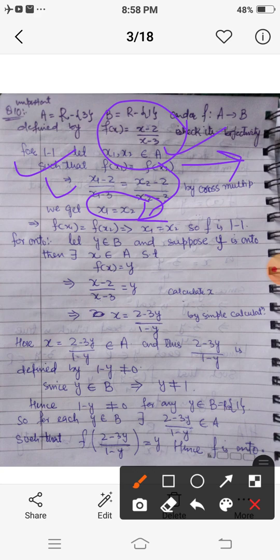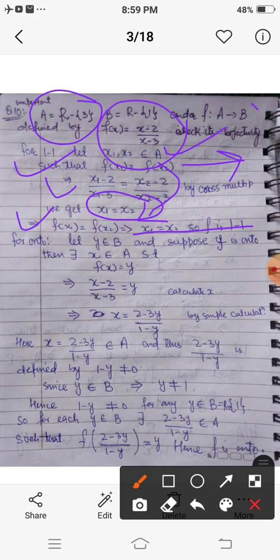Hence different elements of A have different images in B, which is R minus {1}. So clearly f of x1 equals f of x2 implies x1 equals x2. So by the definition of an injective function, this f is a one-one or injective function.